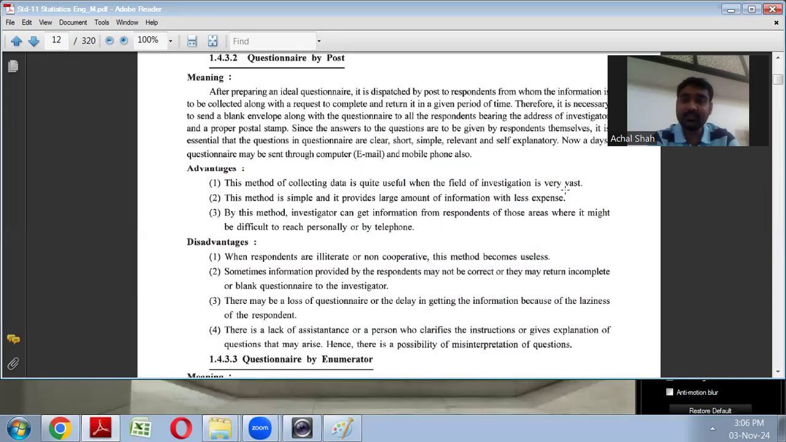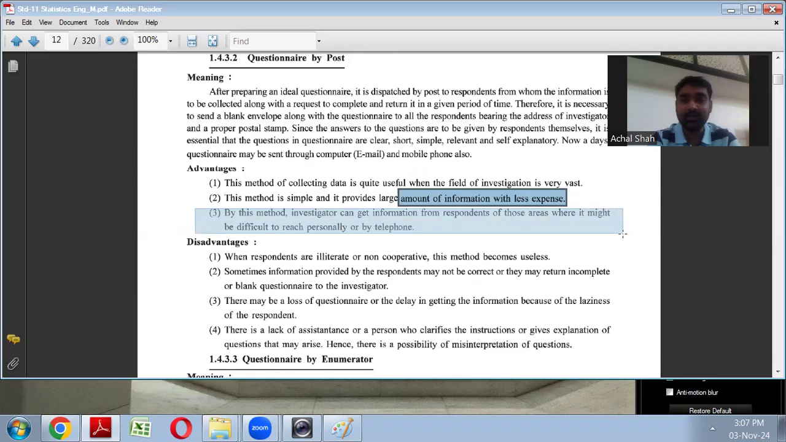Second, it is a very less expensive method. You can get a large amount of information with less expense because there is no face-to-face interaction. You don't have to hire the investigator or enumerator to collect the information personally from the respondent. So it is simple also and less expensive also.